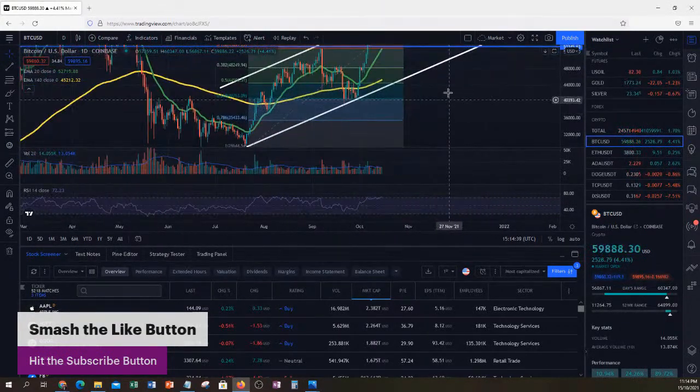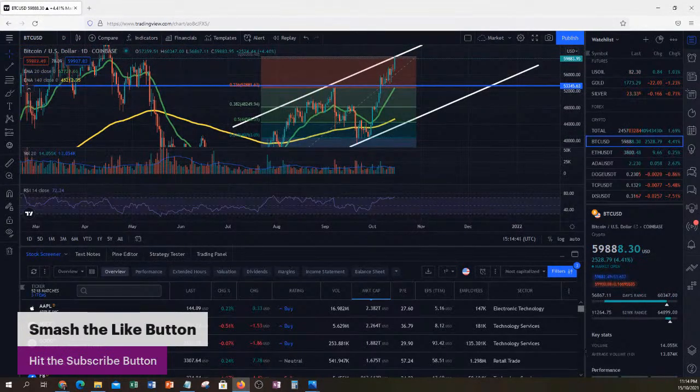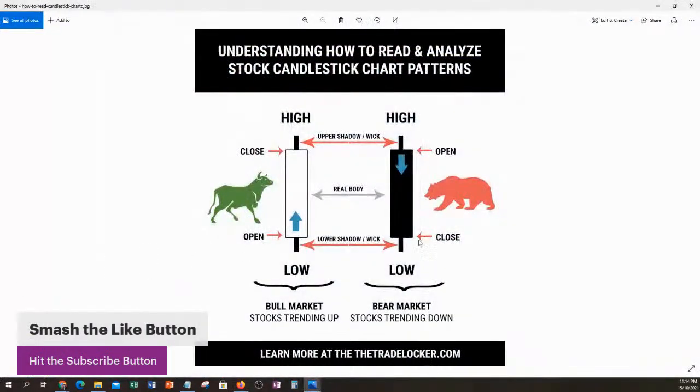So I hope this was helpful and it's not complicated. There are things that can help you, like the candle chart. You need to know this is the open, this is the close, this is the high, this is the low. This is the wick, right? So we have the lower wick and the upper wick. This is the body, right? So this is typically the bull market where it's green, and the bear market when it's red.